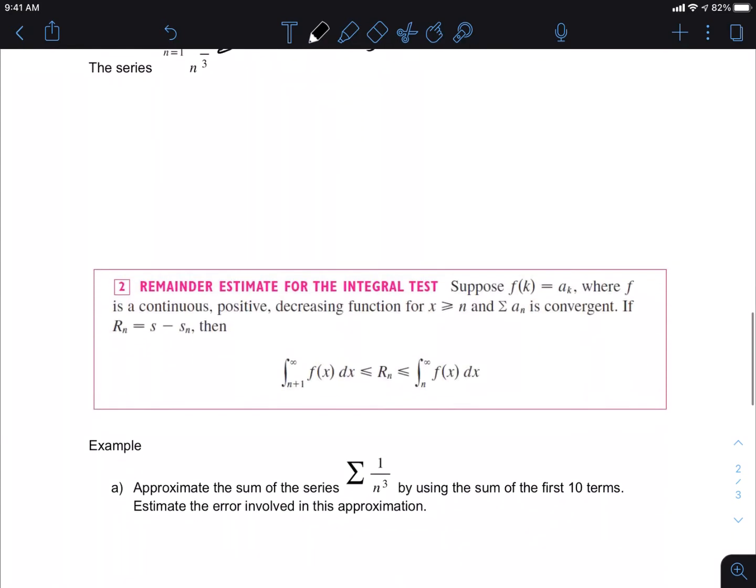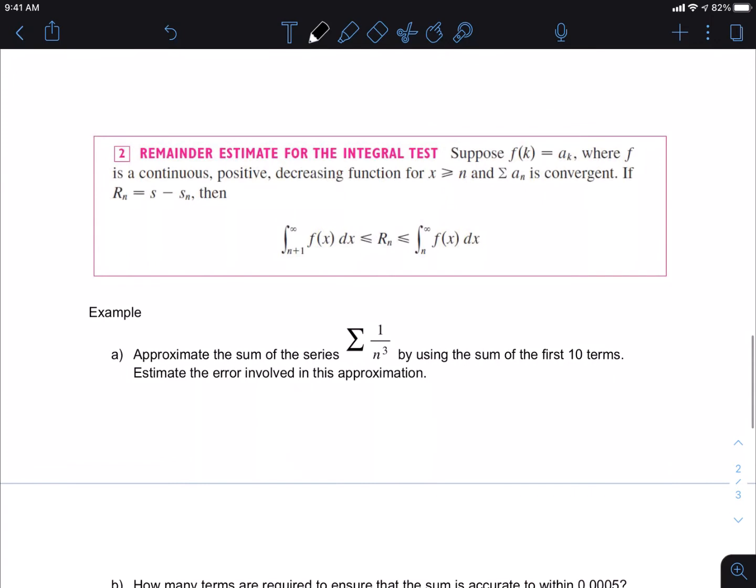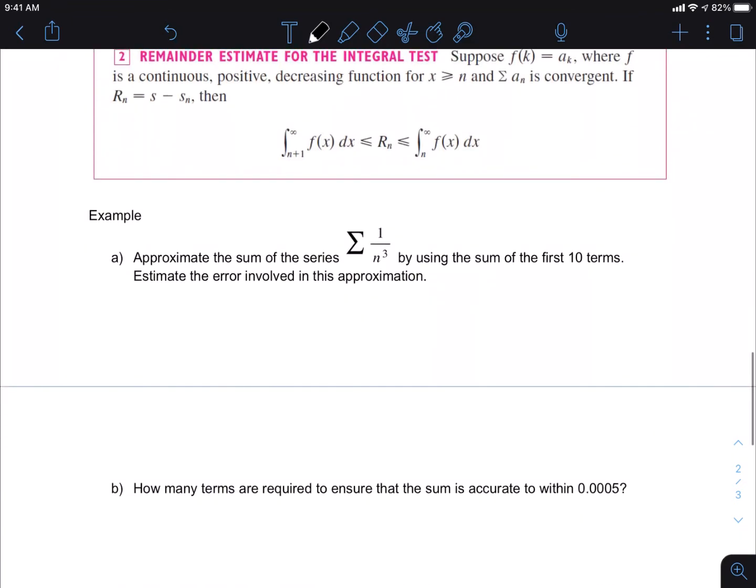All right. Now the next thing that we have is the remainder estimate for the integral test. So what's going on here is the remainder ends up being the sum minus the sum of the nth terms, right? And so what we end up seeing is that the remainder ends up falling in between the integral of the function going from these two values here. I'll demonstrate that for you, so don't worry. Here's an example so you can see.